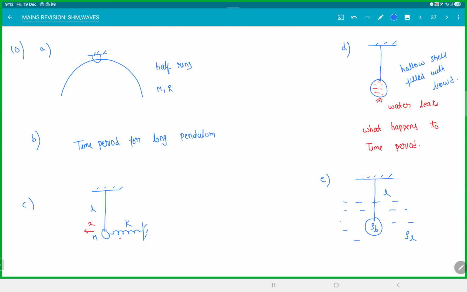SHM is one beautiful chapter actually. If I have to revise only one chapter in the entire physics, I'll revise SHM. You can bring everything inside it.